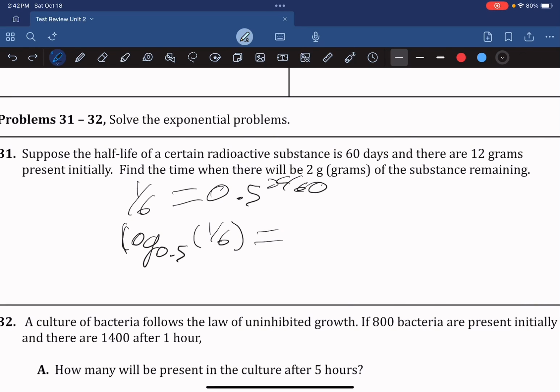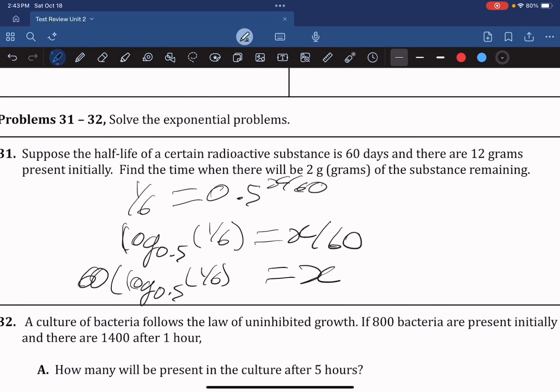Log base 0.5 of 1/6 equals x over 60. So x equals 60 times log base 0.5 of 1 over 6. And if my numbers are kind of wrong, just know the basic thing you need to do here is right. Don't say, oh, you did your numbers wrong, you got the wrong answer. I'm just teaching you how to actually solve the problem, so just don't complain about it.